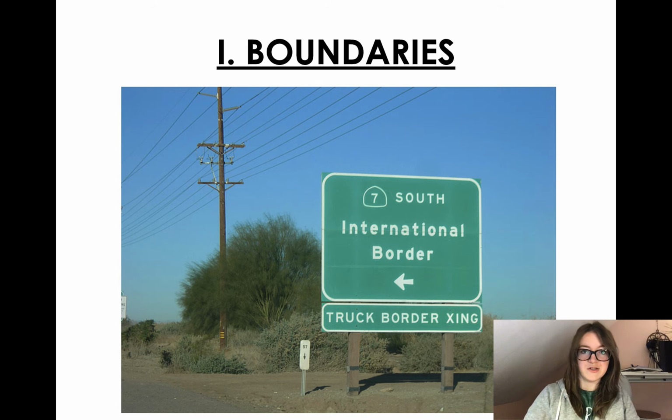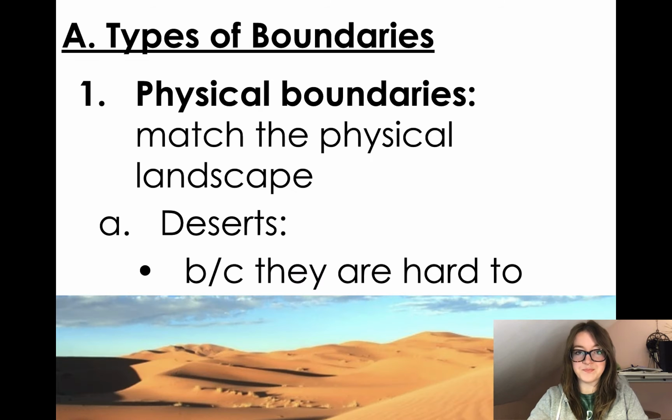All right, so starting out with boundaries. There are a bunch of different types, but we're going to focus right here on 3 major ones. So the first one is physical boundaries. These are also known as natural boundaries, and they match the physical landscape. They're some type of geographic feature that is part of the physical landscape. So it could be things like deserts because they're really hard to cross. And that's what it says under here is cross.